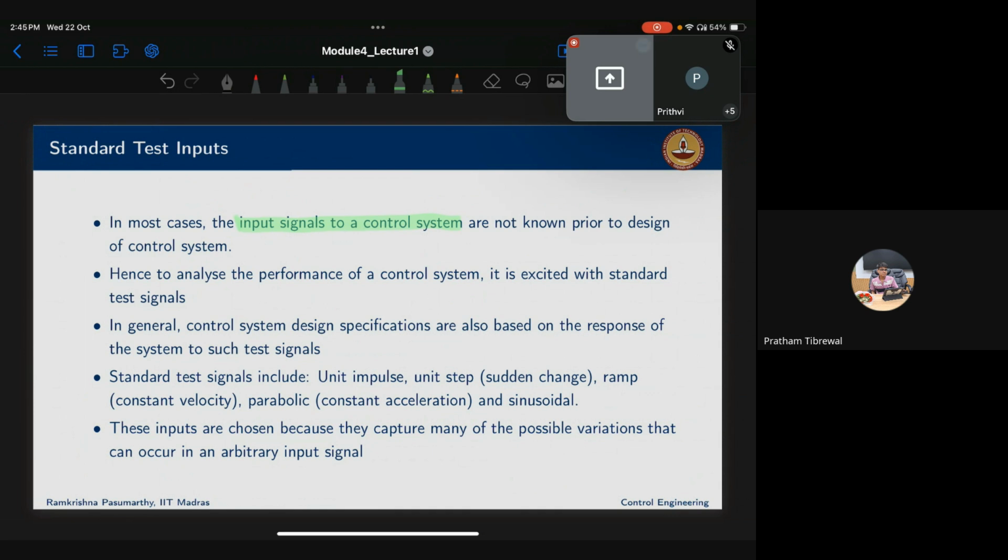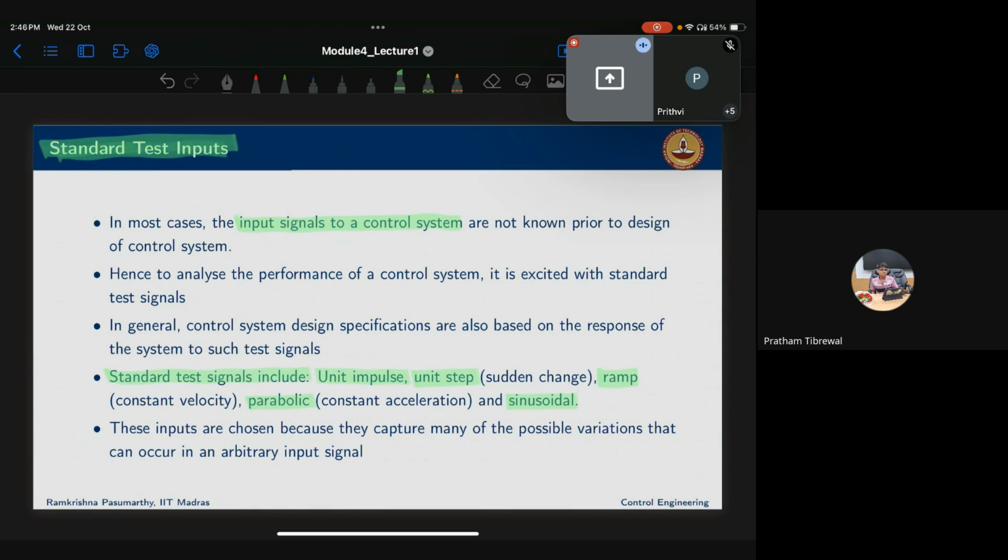But there are some standard input signals which we know already. One is unit impulse, unit step, ramp, parabolic and sinusoidal. These, in control systems, are generally called the standard test inputs.